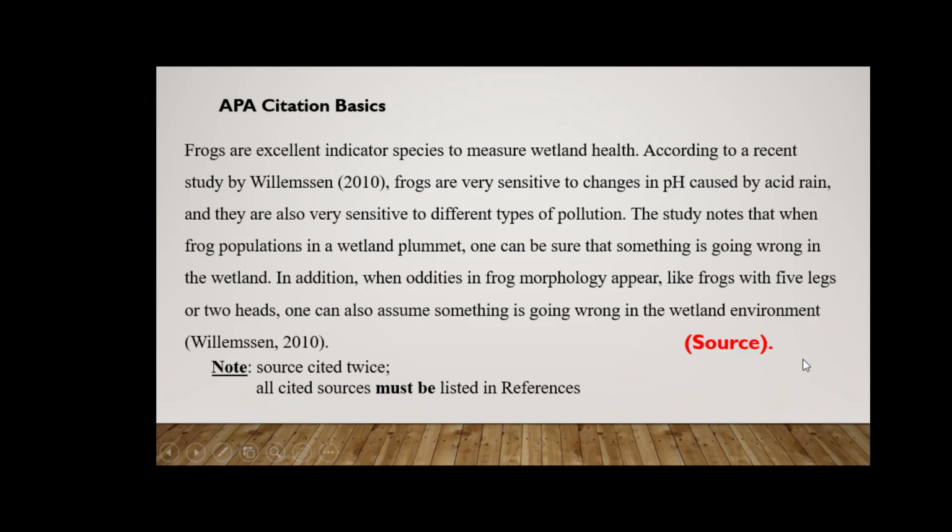APA Citation Basics. This is another, just a paragraph example from that resource. Identify your author and the year, usually in that first or second sentence. Don't have your reader have to go all the way to the end of that paragraph to find what source this is from. So you're going to identify it in that first sentence. And it's a longer paragraph. You identify it in that first sentence or two, and you identify it again at the end. So if a source is cited twice, here we have a longer paragraph, it's cited twice.